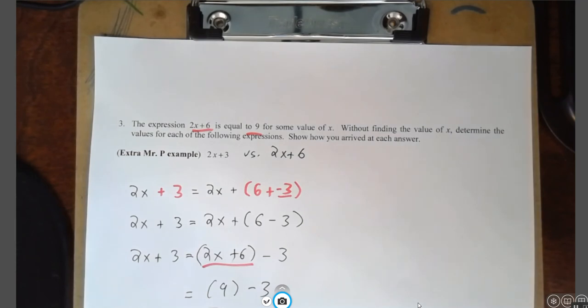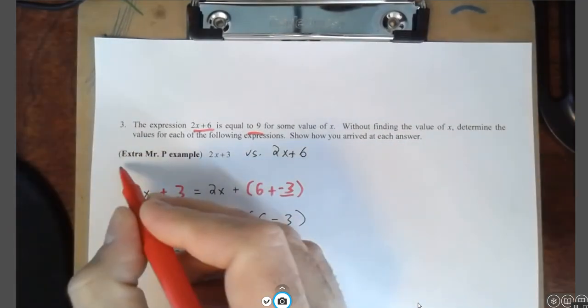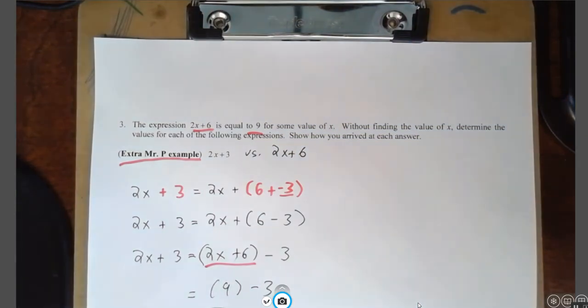So once again, this example is an extra Mr. P example. This is not in the actual classwork, but I did want to show one that had to do with subtraction. So you have that as well.